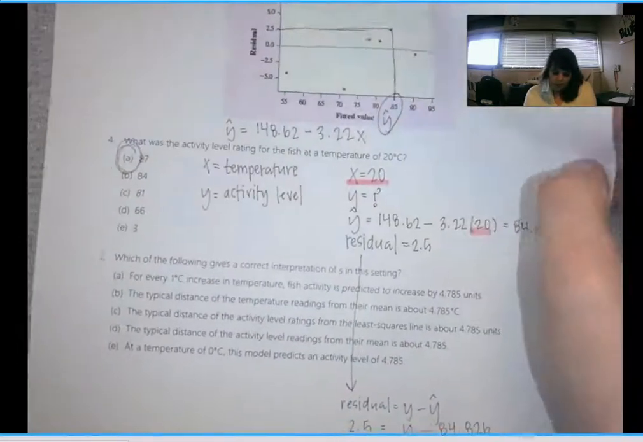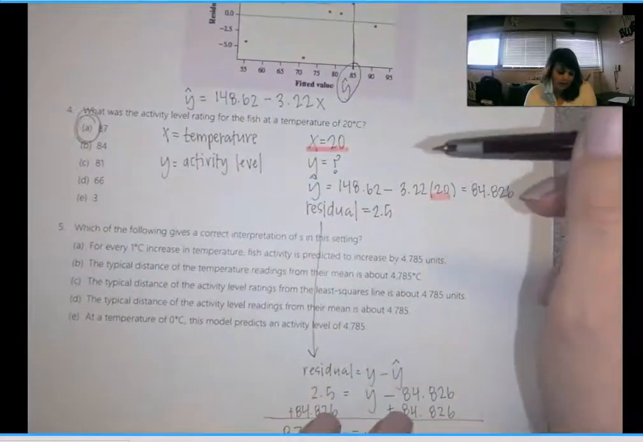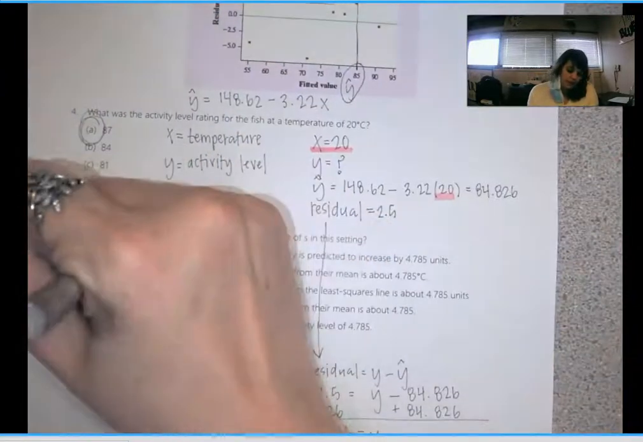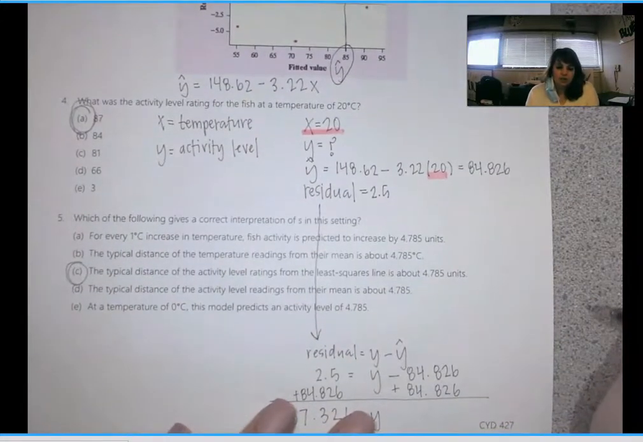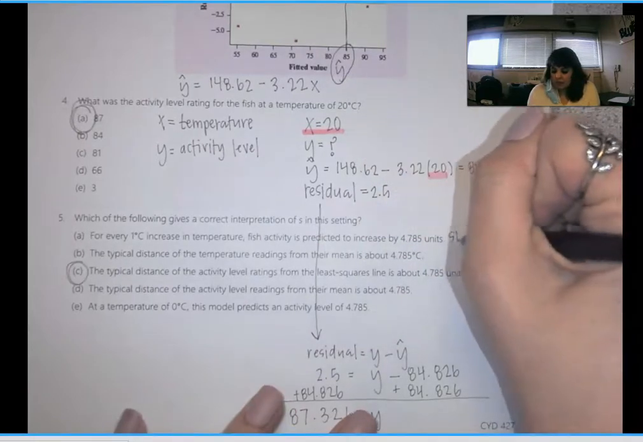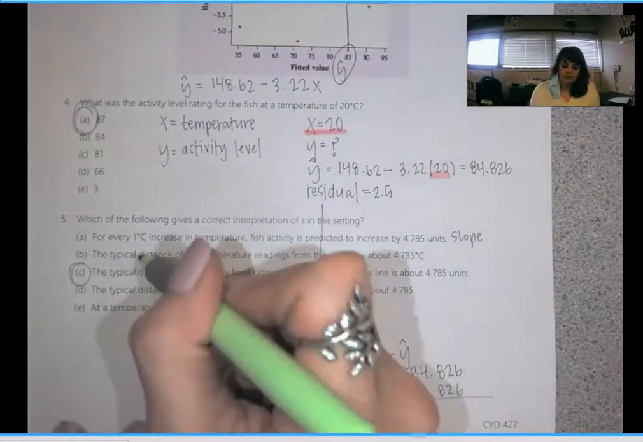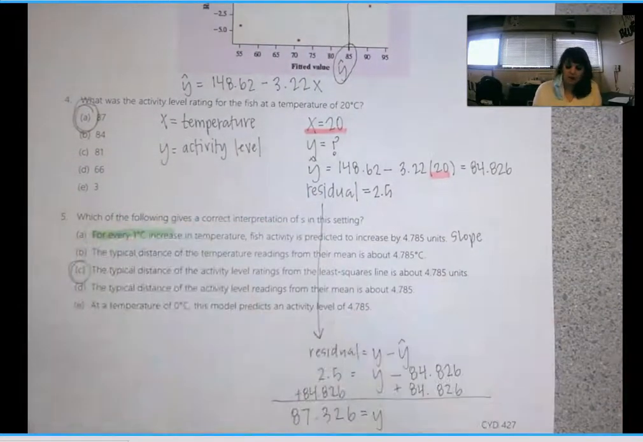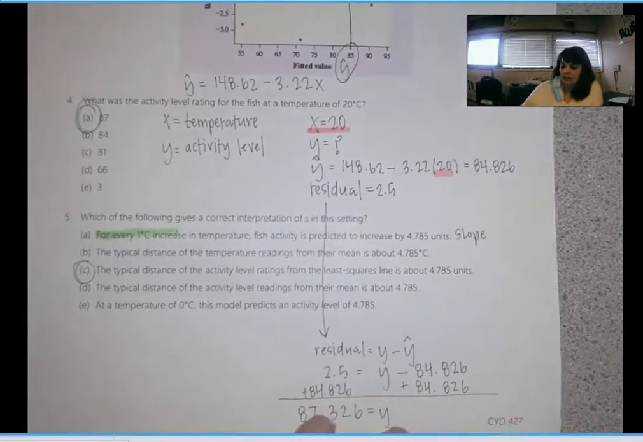Okay, last question, 5. Which of the following gives a correct interpretation of S in this setting? It is C. I will walk you through all of these options. A: For every 1 degree increase in temp, fish activity is predicted to increase by 4.785. This is slope. And how I was able to quickly identify that this is slope is this starting phrase, for every 1 degree increase.